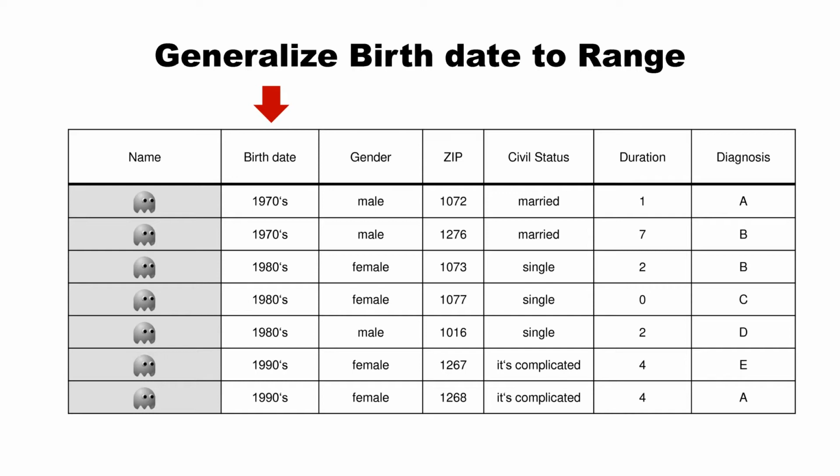So if Alice was born on the 1st of July 1980, from now on she was born in the 80s. The same for Bob, who was actually born in the 70s, and the fox, who was born in the 90s. The next field we're looking at is the gender field.